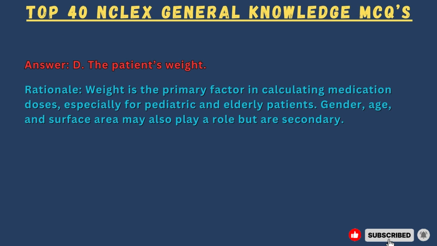Answer: D. The patient's weight. Rationale: weight is the primary factor in calculating medication doses, especially for pediatric and elderly patients. Gender, age, and surface area may also play a role but are secondary.